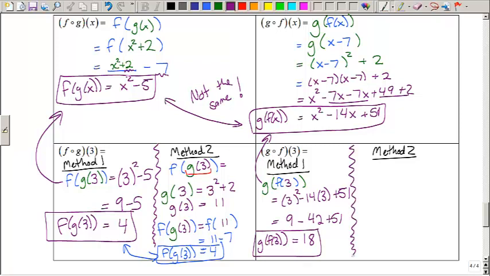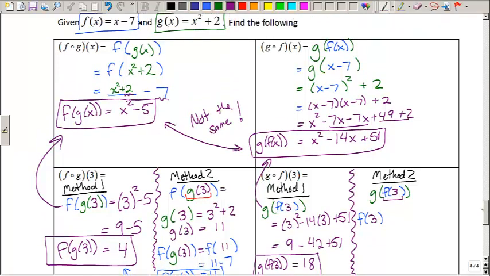Using the second method, if I haven't already found g of f of x, in order to find g of f of 3, I'm just going to do this in parts. Let's just look at the inside first and find f of 3. To find f of 3, I need to use my original function f, which is x minus 7. In this case, 3 minus 7, or negative 4. Notice this is not the answer because I haven't actually solved for g of f of 3.